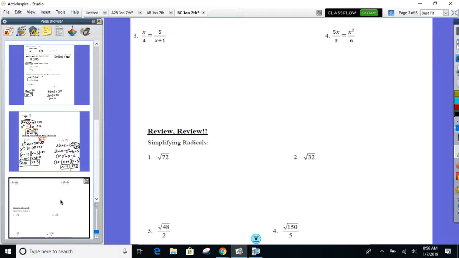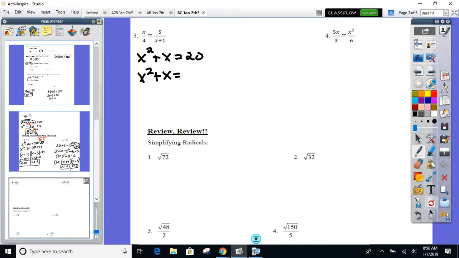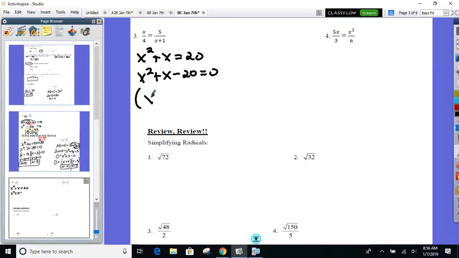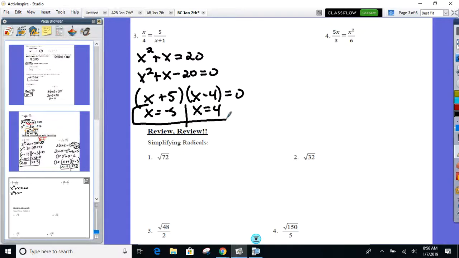All right, looks like most of us have this one down pat. X squared plus x equals 20. You move the 20 over by subtracting it. We found two numbers that multiply to negative 20 but are one apart, and that was positive 5 and negative 4. And then we have x equals negative 5 and x equals 4. Just make sure the signs are correct, negative 5 and 4.